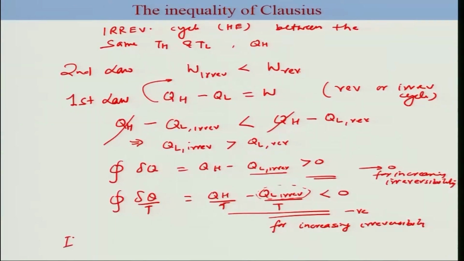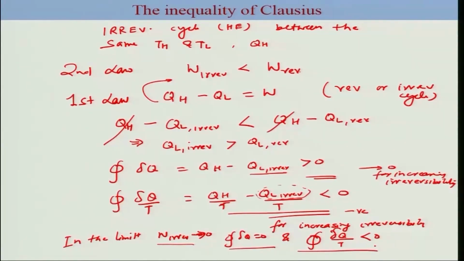So in the limit, when your W irreversibility approaches 0, your del Q should be 0 and del Q by T is less than 0. That's exactly what we meant by increasing irreversibility, which essentially means that the work output is also reducing and eventually approaching 0. These conditions are going to be the case for a highly irreversible process. So this was the case when we discussed the irreversible heat engine.